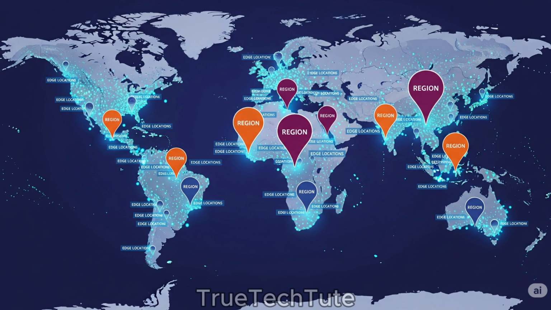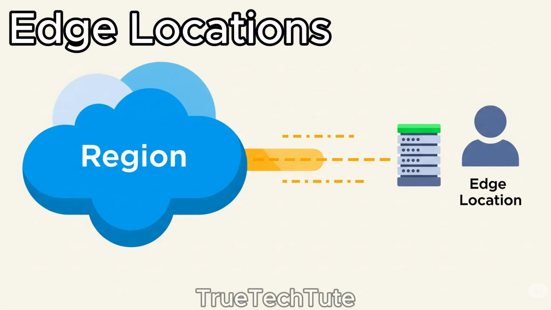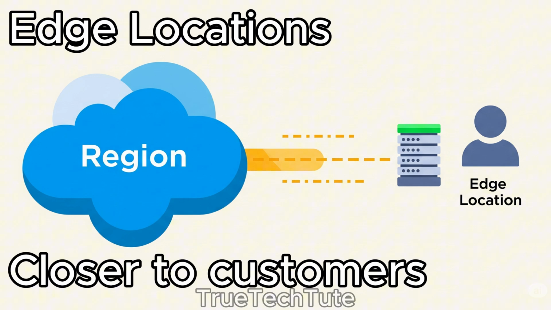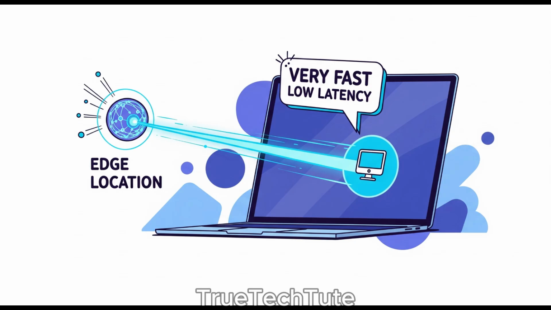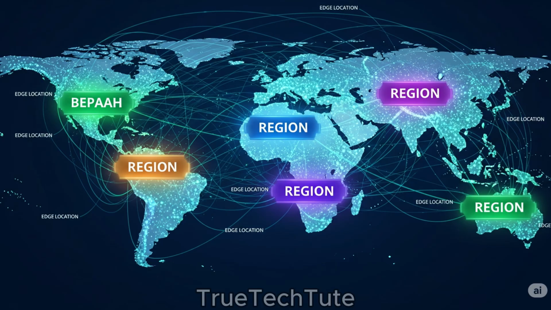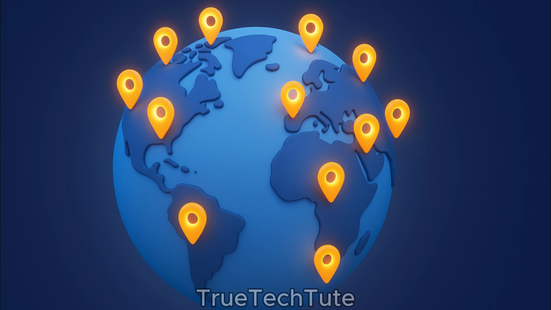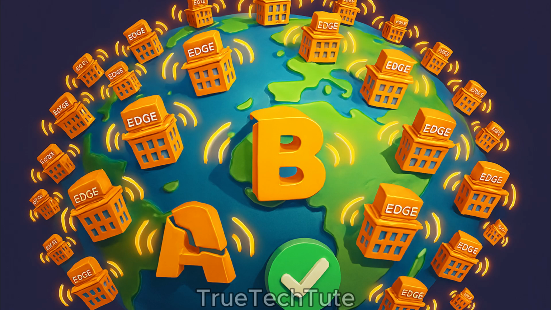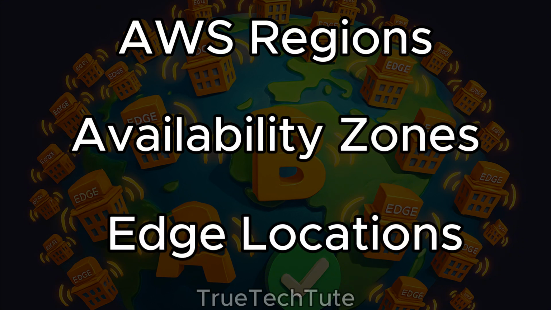Finally, there's one more part of AWS's global network you need to know about: edge locations. Edge locations are not the same as regions or availability zones. Think of them as small, local offices for AWS that are much closer to your customers. Their main job is to deliver content, like videos or images, to your users super fast with very low latency. You'll find hundreds of these edge locations all over the world. They work alongside the regions to make sure that no matter where your users are, they have the best possible experience. Now we have learned the overview of AWS regions, availability zones, and edge locations.